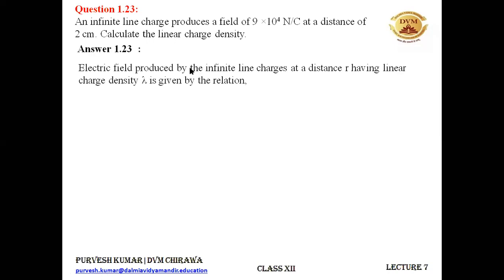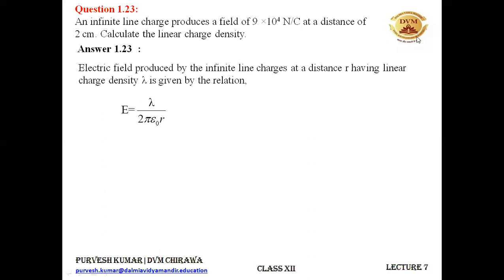So the electric field by the infinite line charge at a distance r having linear charge density lambda is given by the relation equal to lambda upon 2 pi epsilon naught r. This is the first application of the Gauss law that we have done, that the electric field due to a linearly charged infinite wire at a distance r from it is given by lambda upon 2 pi epsilon naught r.